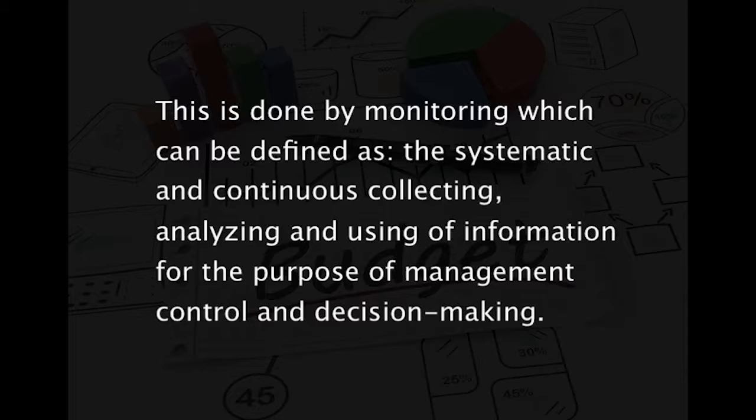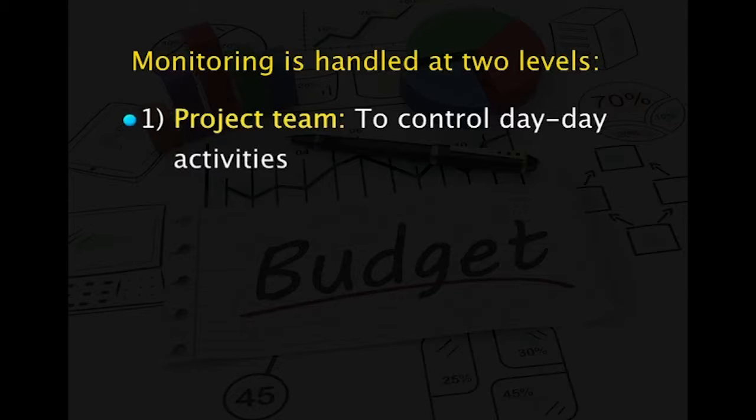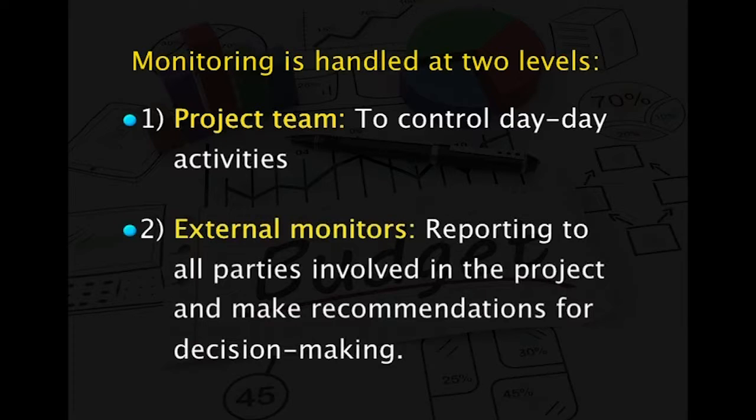This is done by monitoring, which can be defined as the systematic and continuous collecting, analyzing and using information for the purpose of management control and decision making. Monitoring is handled at two levels. First, the project team to control day-to-day activities. Second, external monitors reporting to all parties involved in the project and making recommendations for decision making.